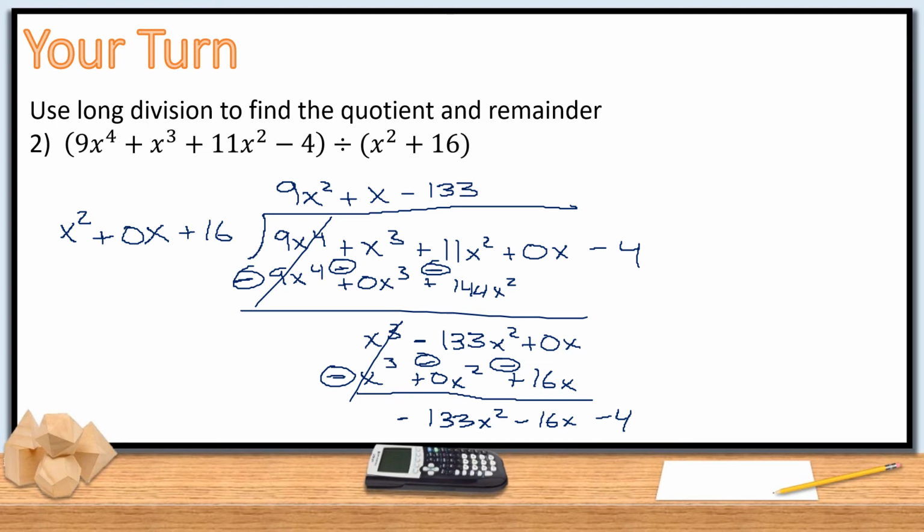All right, I'm going to run out of room here. Well, I'm going to run out of white space room. All right, so just bear with me. I'm going to move this up so that we can continue our subtraction: minus 133x squared, 16x, minus 4.